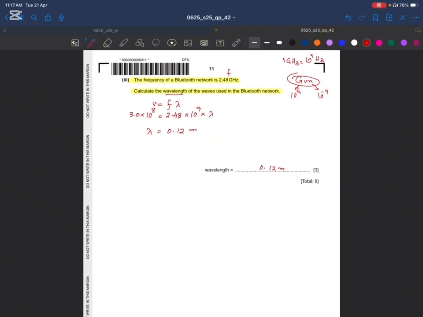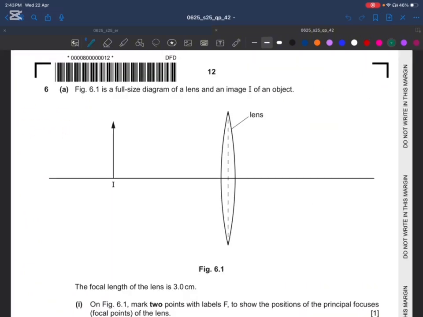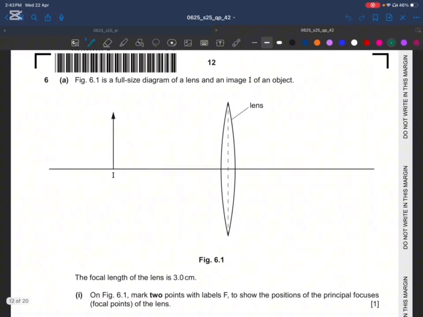So remember this point: why they are giving you 3 marks, because 1 mark will be for this equation. The second mark will be for the conversion of gigahertz into hertz, and then obviously the calculation, and you will get the answer. So all these steps will give you 3 marks. So be careful. Okay. So now we have question number 6.